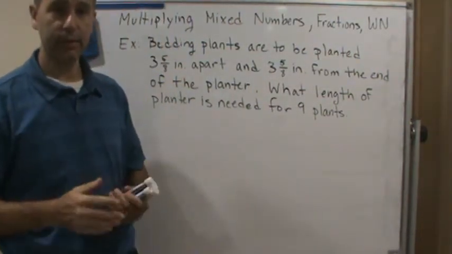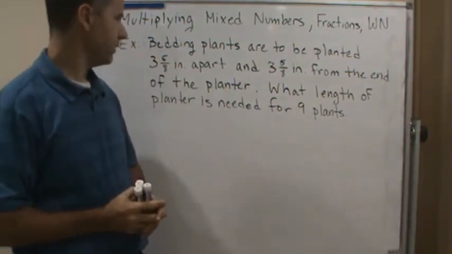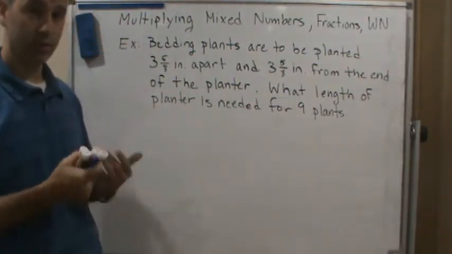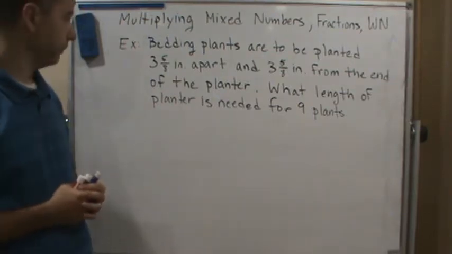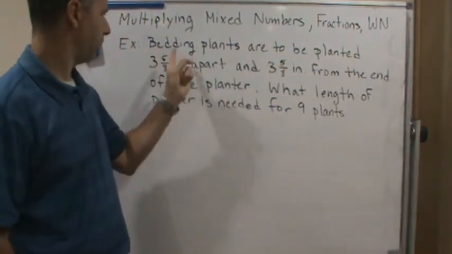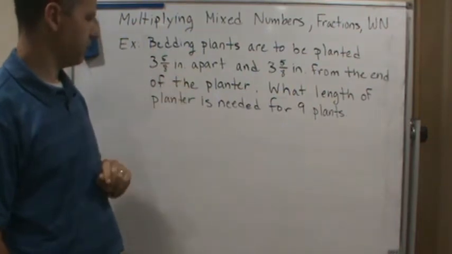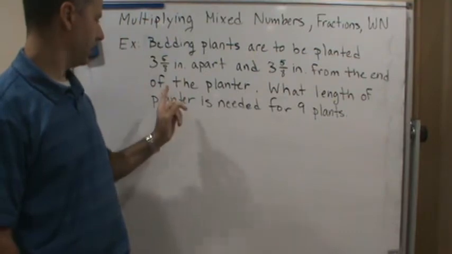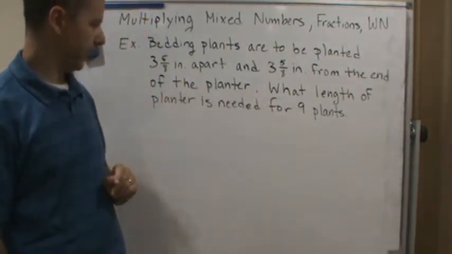Okay, so now in this video we're going to do an application example. Again, we want to read the problem carefully so we understand what's going on and what the relationship is. In other words, what operation are we going to be using? Bedding plants are to be planted 3 5/8 inches apart and 3 5/8 inches from the end of the planter. What length of planter is needed for 9 plants?